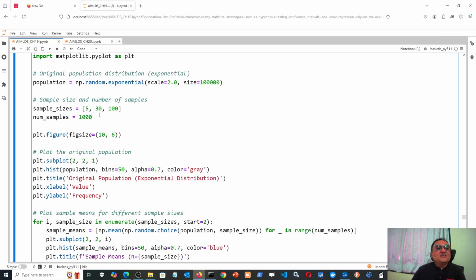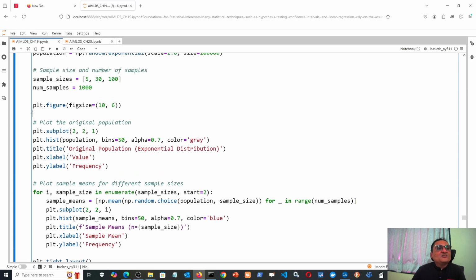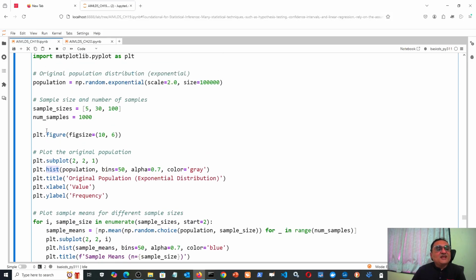Even if I take 1,000 samples and in each sample there are 100 data points, that would not completely exhaust my whole population, and then we will decide. This is now plotting. So plt.figure, standard steps: plt.figure, then plt.subplot if you want to plot multiple plots together, then plt.hist or box plot or whatever type of plot, then plt.title, plt.xlabel, plt.ylabel, plt.grid if you want to show the grid, and so on. The same steps which we have been doing so many times in our course.